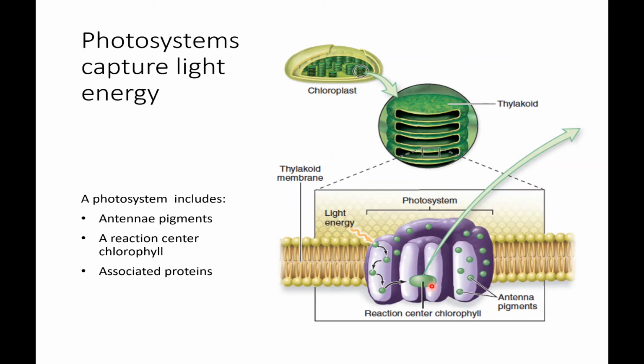The role of this reaction center chlorophyll is to absorb that energy and pass it on to an electron carrier. This arrow is referring to the fact that it's passing its energy on to an electron carrier, and we'll talk more about that in class.